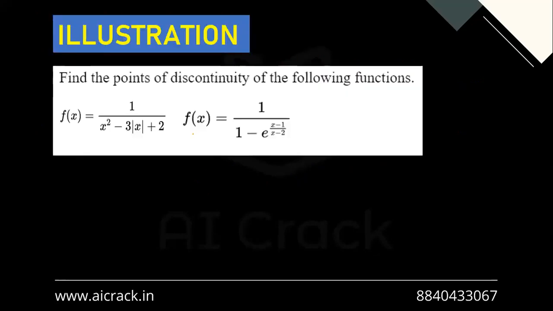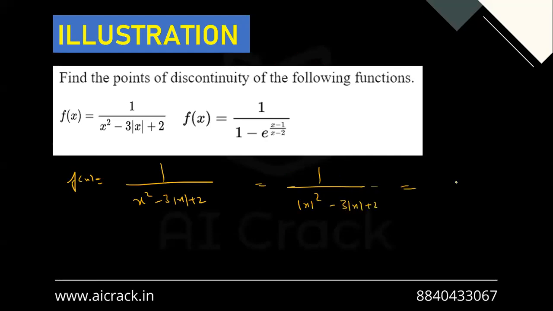Now let's solve these examples. Find the points of discontinuity of the following functions. So the first function is f(x) equals this one. We know that this is a rational function involving modulus as well. So what I'll do, I know that mod x square equals x square and vice versa. So I'll write it like this: mod x square minus 3 mod x plus 2. Now I can see that this gets factorized as (mod x minus 1)(mod x minus 2), right?